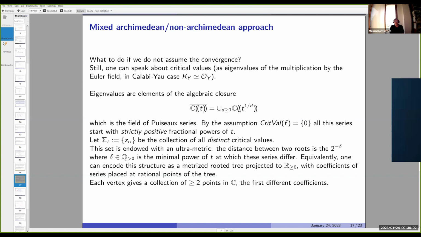And let's denote for our path the collection of all distinct critical values; because these critical values can appear with some multiplicity, we just remove copies. So we get a set of distinct eigenvalues, and it's endowed with an ultrametric. If you have two different series, there will be some minimal power of t in which the coefficients differ, and we take 2 to the minus this power, where 2 is some arbitrary number bigger than 1. Or equivalently, one can encode the structure as a symmetrized rooted tree projecting to the positive real line, with the coefficients of the series placed at rational points of the tree.